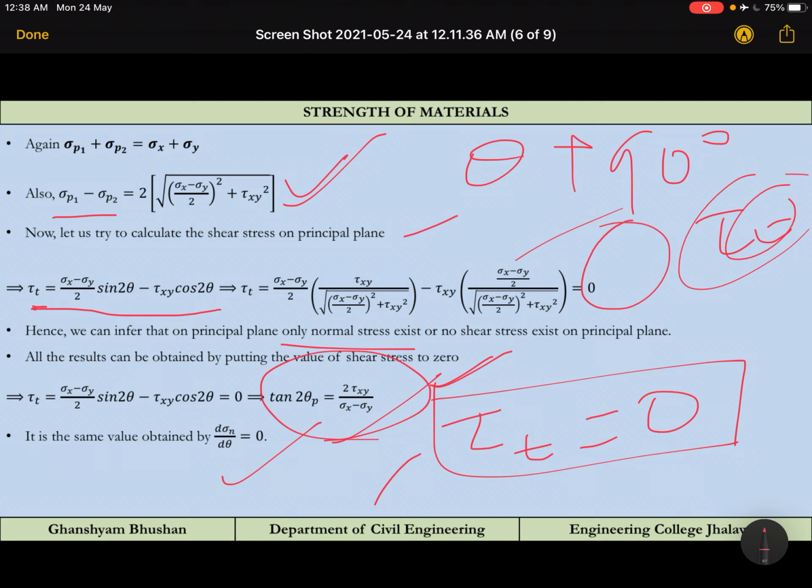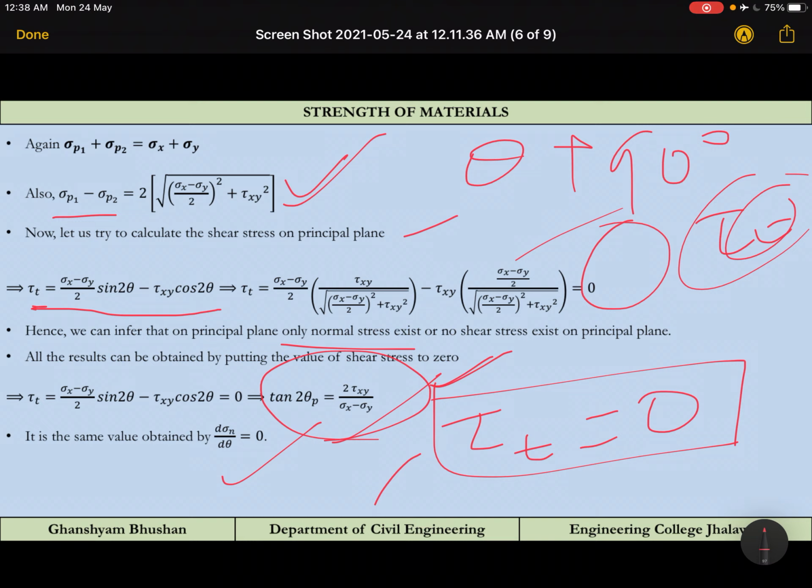As you can see, in sigma 1 the two terms are added, and in the equation of sigma 2 they are subtracted. That means sigma p1 is greater than sigma p2. So sigma p1 becomes the major principal stress, and throughout the course we will use 1 for maximum and 2 for minimum. Also, we checked the value of shear stress on the principal plane and found that it is equal to 0. Clear? So this is all for today.